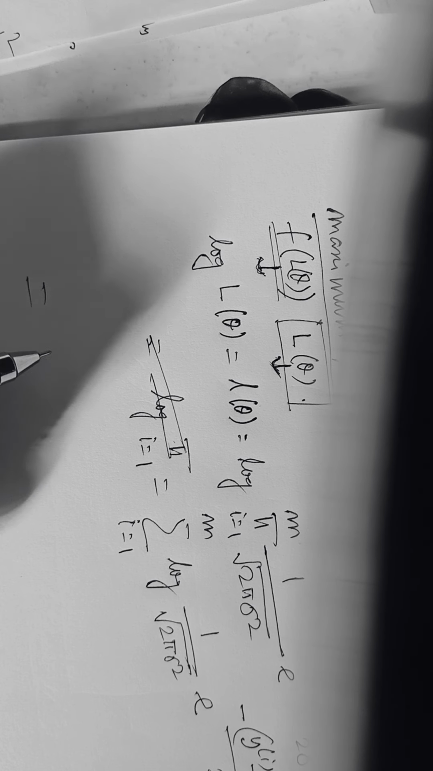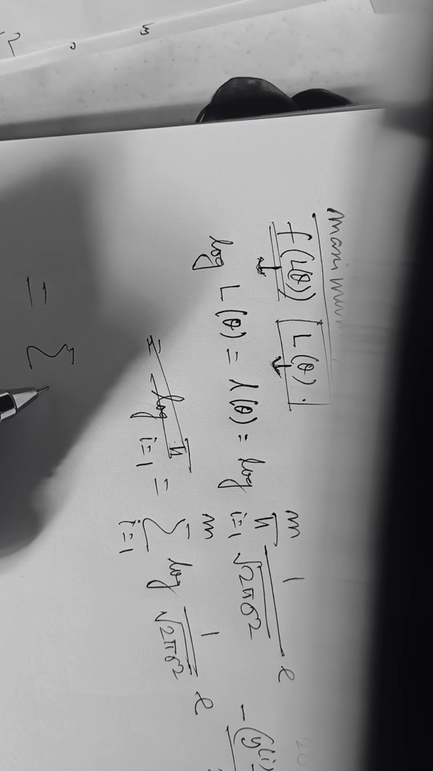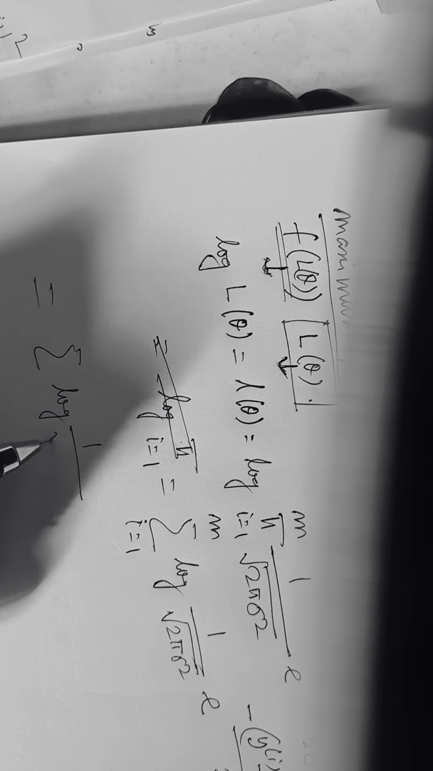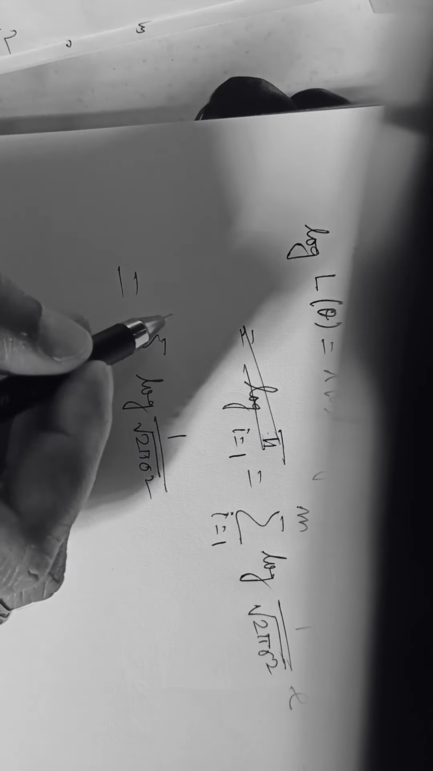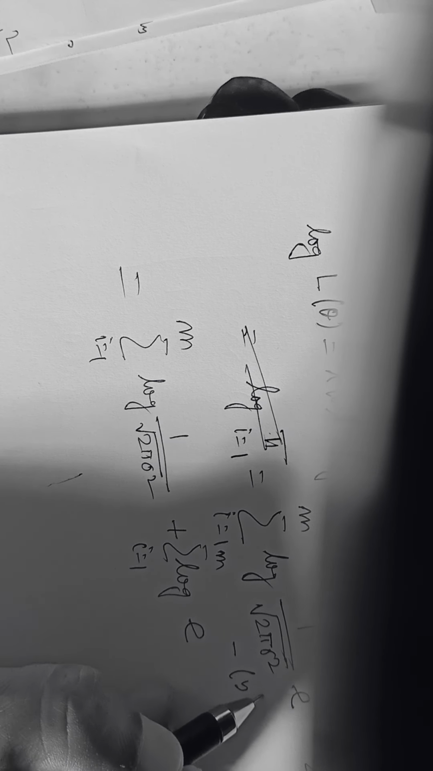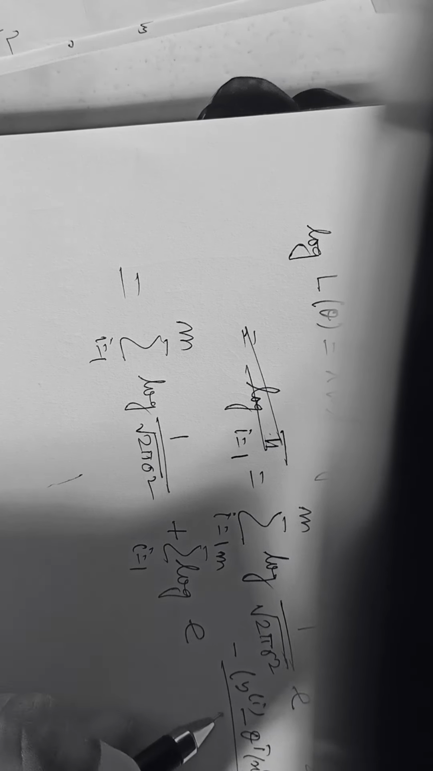So it will be log of a into b, so log a plus log b. So we can write the sum of i equals 1 to m of log of 1 by root 2 pi sigma square, plus the sum of i equals 1 to m of log of e to the power minus (y minus theta transpose x) whole square by 2 sigma square.